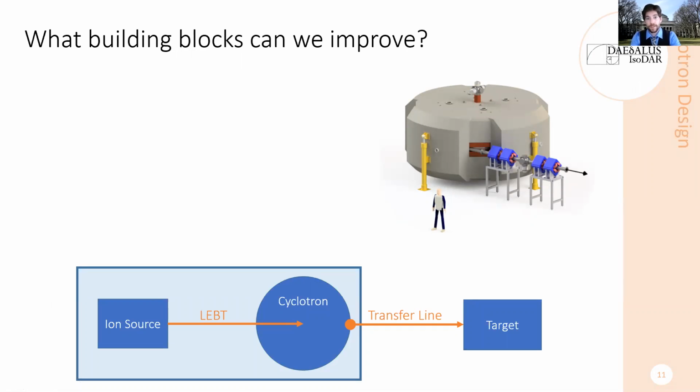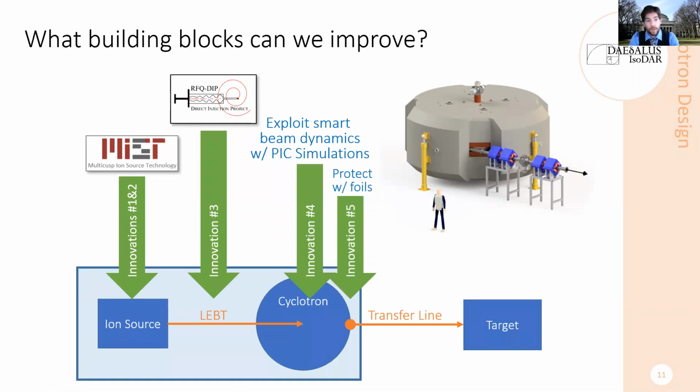So how can we do this? What are the building blocks that we can improve and that we can change to mitigate all of these issues? Well, the first one is right at the beginning, the ion source.